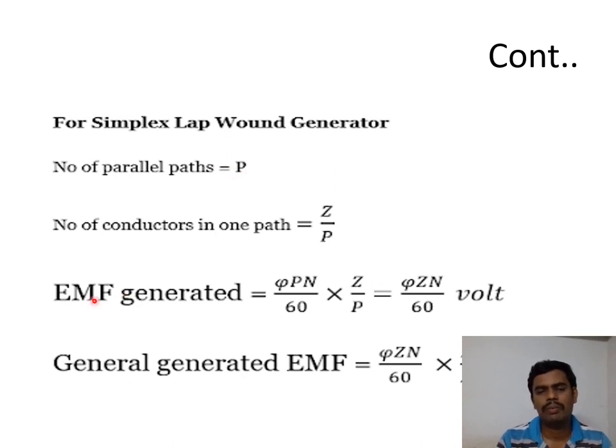Next, the total amount of EMF generated is equal to phi Zn by 60 into P by A, where A is nothing but the parallel paths. Here for lap winding, A is equal to P. Therefore, phi Zn by 60 into P by P is equal to phi Zn by 60 volts in case of lap winding.